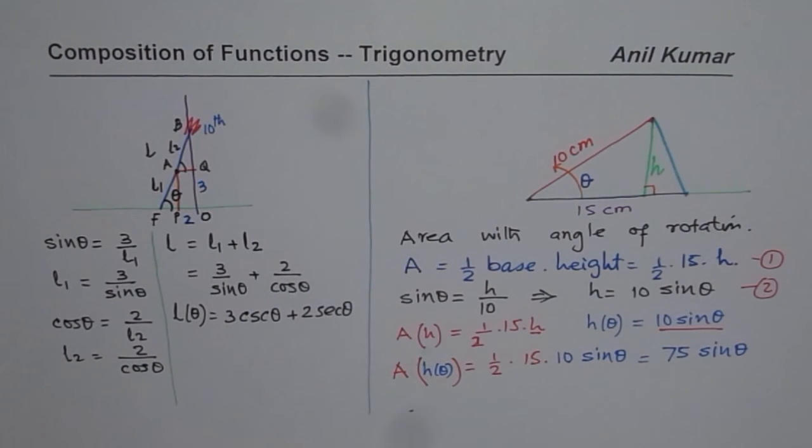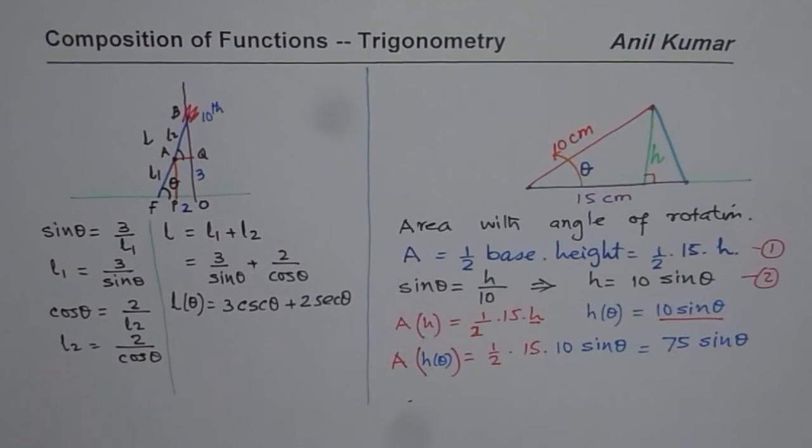And see how important it is to understand how to write a function in terms of different variables. Then depending on the situation, we can solve our problems. But the first step always is to get the right equation in the variables we are interested in, right? I hope with this example you can now appreciate how composition of functions can be applied to trigonometric relations, and we'll further explore them in advanced functions and calculus. I hope that helps. Thank you and all the best.